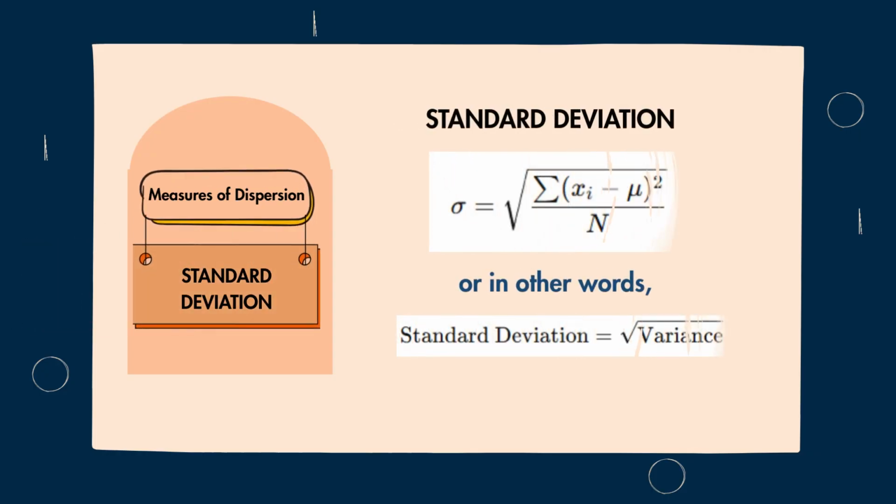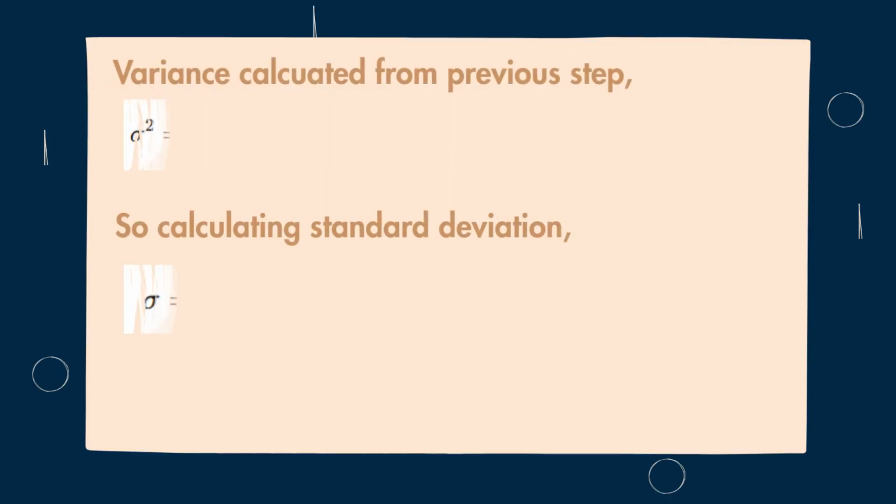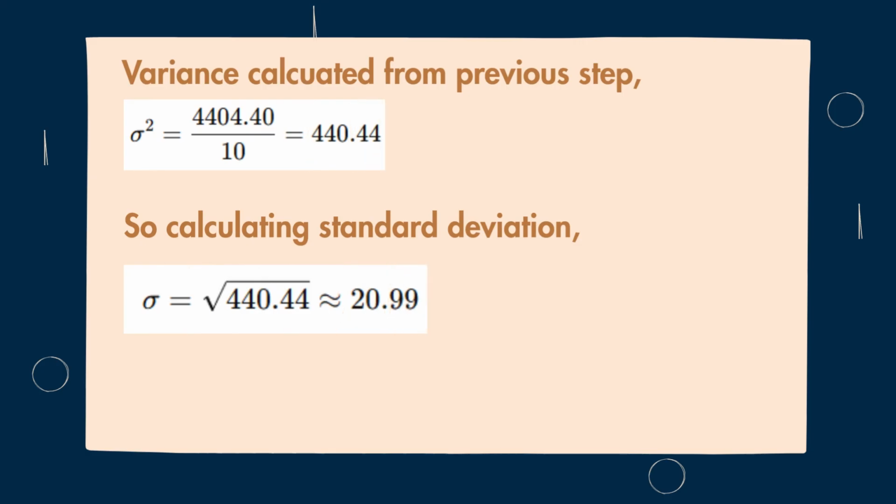Now, to calculate standard deviation, we take the square root of the variance. Since the variance we calculated is 440.44, we find its square root. The square root of 440.44 is 20.99. This value represents the average distance of the data values from the mean, expressed in the same units as the original data.